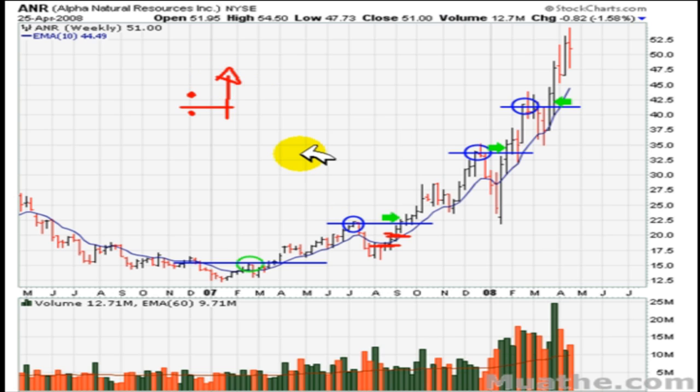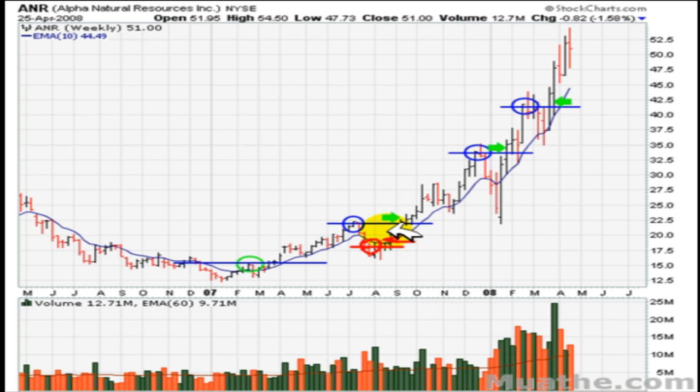So on this example, let me erase that stuff. You see this flat 10-week moving average. So we can say somewhere around this close here. Wow, let me draw that again. This close right here, you could have used that as an entry point. It has to be flat.